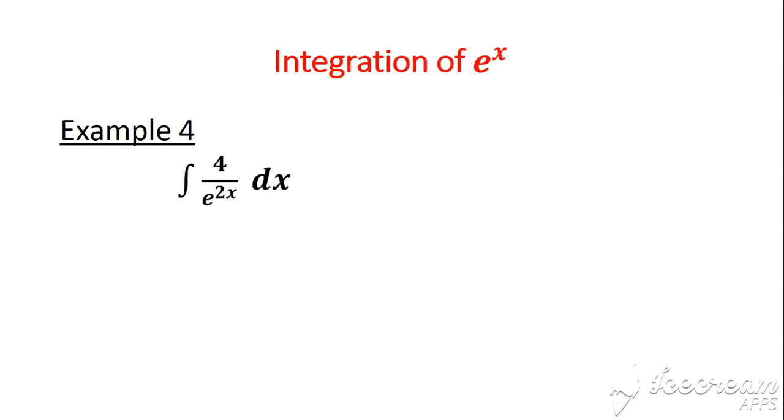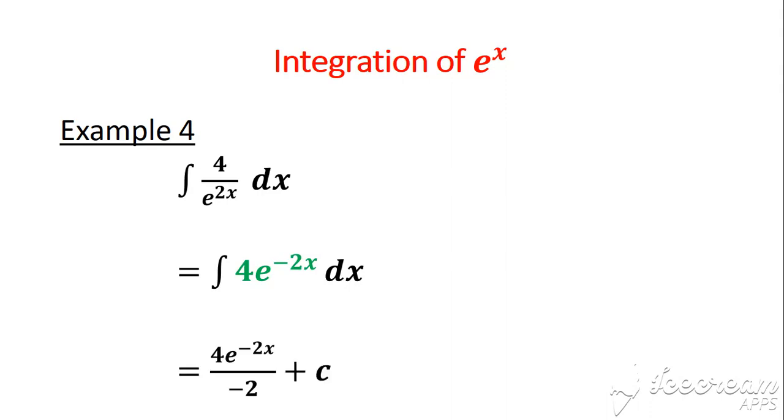All right, example 4. We're going to integrate 4 divided by e to the power of 2x with respect to x. Now to solve this problem, we're going to take the e to the power of 2x back up to the top of the fraction and make it e to the power of negative 2x. Now we're going to integrate and we're going to write down 4e to the negative 2x. We leave that alone. And then we must divide by negative 2. Now why have we divided by negative 2 again? Because it's the derivative of u, and u is equal to minus 2x.